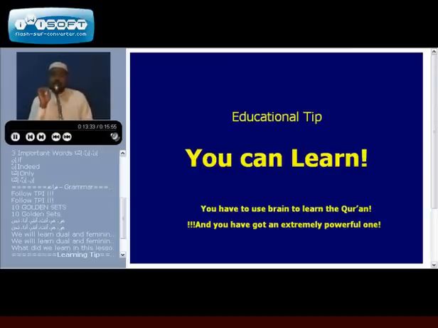Please remember the examples. That way you will never forget the meanings, or you can easily recall the meanings, or you will not get confused between similar sounding words like in, inna, innama, and so on.